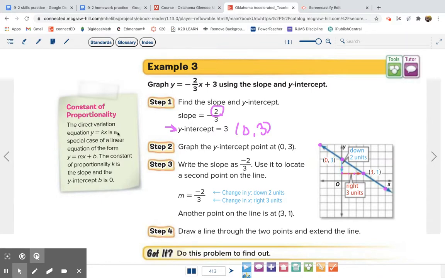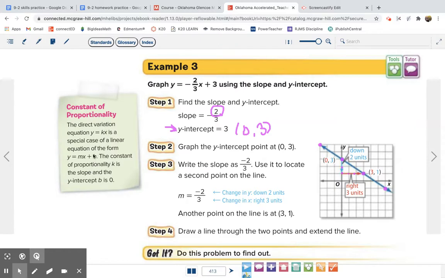Slope, this says constant of proportionality. The direct variation equation, which is what we just did last lesson, y equals kx, is a special case of the form y equals mx plus b. The constant k is your slope, and the y-intercept b is 0.